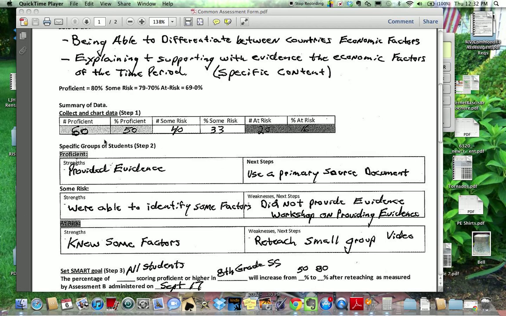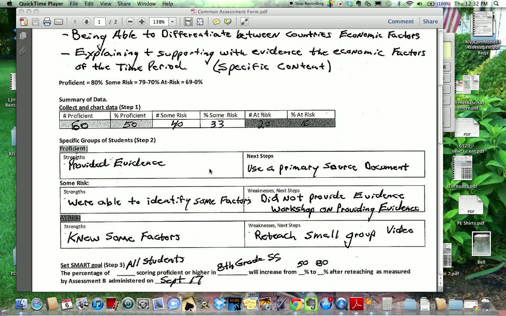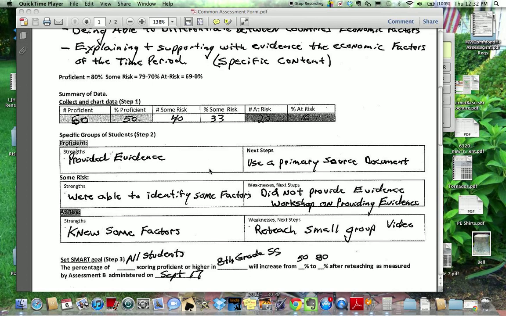Now, what are we going to do? Okay, what were the strengths of the students? This forces us to look a little deeper into the numbers than just a percentage. So what were the specific strengths of the proficient group? Well, here I used provided evidence. What is the next step? Maybe use a primary source document to extend their learning.